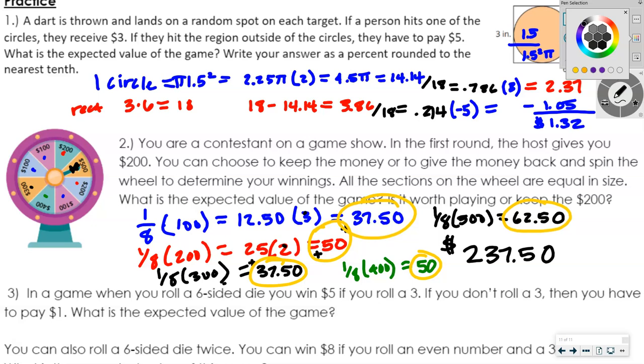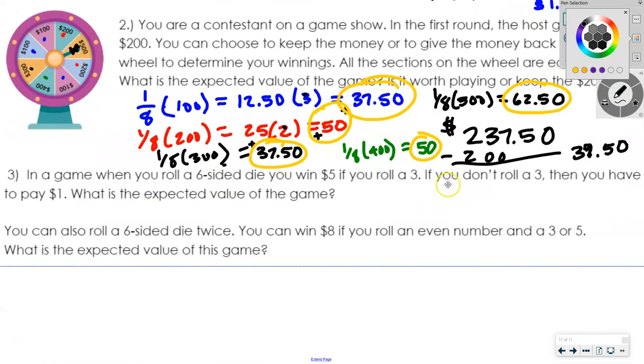Okay, so it says the host gives you $200. So if the host gives you $200 and you subtract that from it, what do you now have? $37.50. So again, risk reward, right? Are you willing to risk the $200 to potentially get $37.50 more? Some people would say yes. Some people would say no. Okay. Most people would say yes because you're going to get more for the most part.